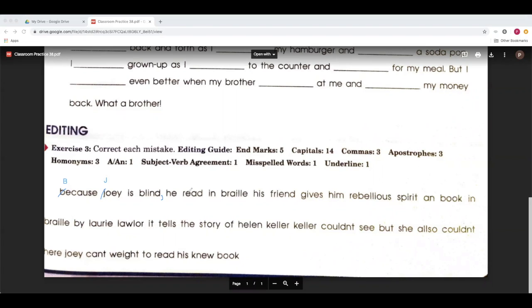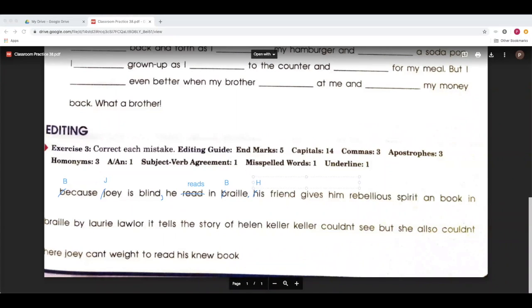He read in Braille. No, we need to change that to reads. Braille is actually a proper noun, so we need to capitalize the word Braille. And then we need to put a period at the end of this sentence. So we have, because Joey is blind, he reads in Braille. Next sentence, we need to capitalize his, the first word of the sentence.